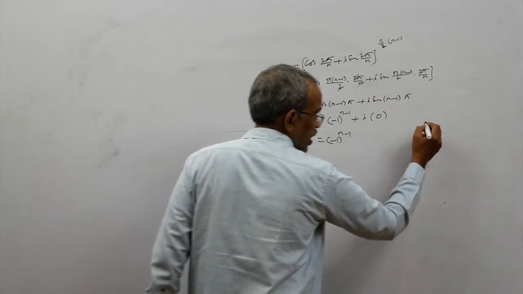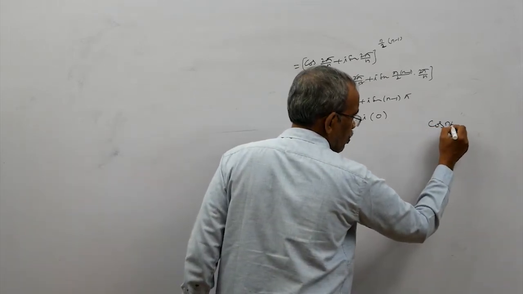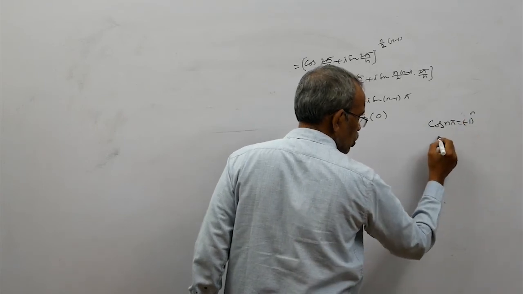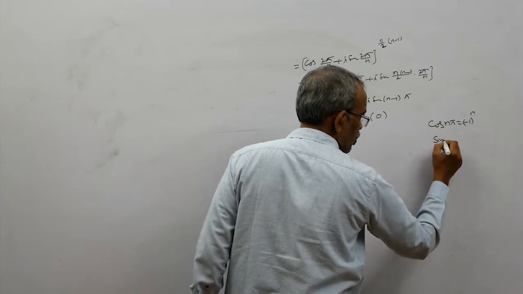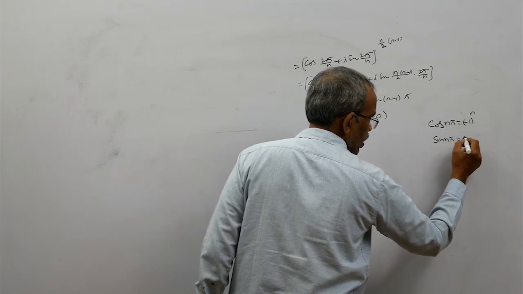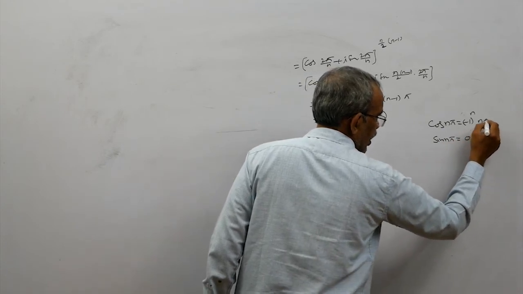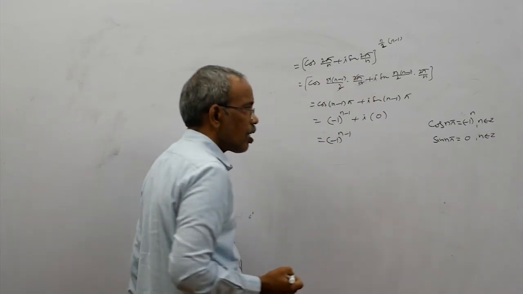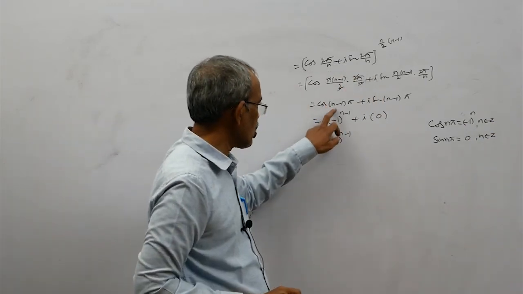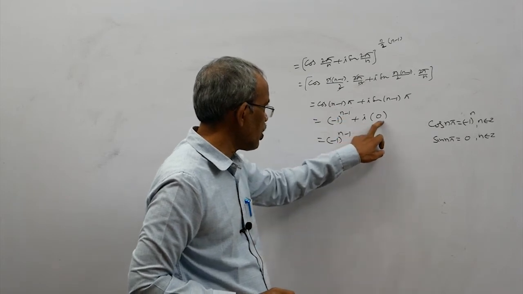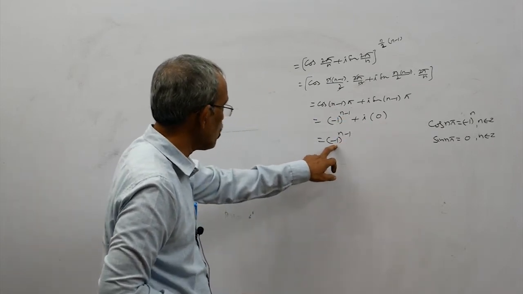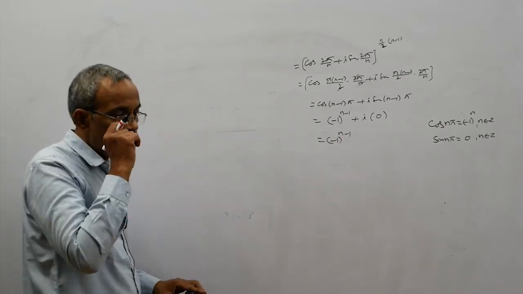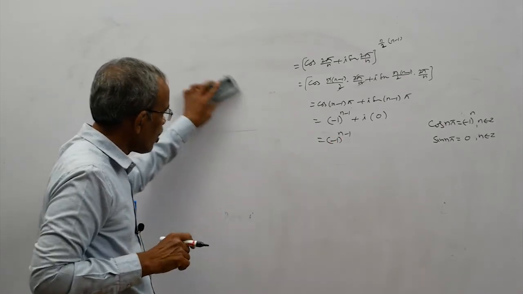These two values will be useful for us. Cos n pi is equal to minus 1 whole to the power of n, sin n pi is equal to 0, where n belongs to Z. Cos n pi, here in place of n we have n minus 1, so minus 1 whole to the power of n minus 1, plus i into 0, that is equal to minus 1 whole to the power of n minus 1. The product of the nth roots of unity is equal to minus 1 whole to the power of n minus 1.